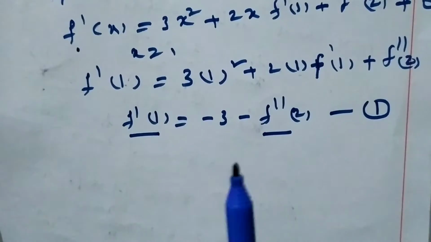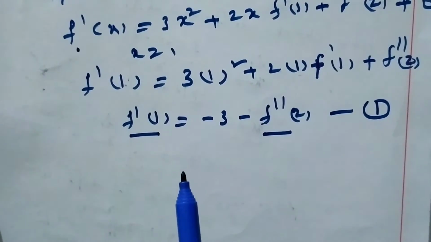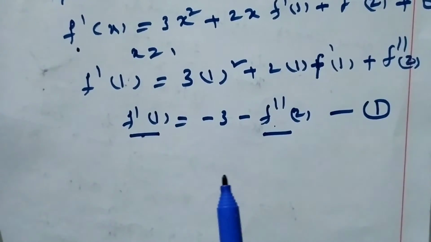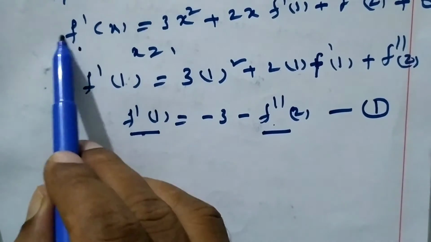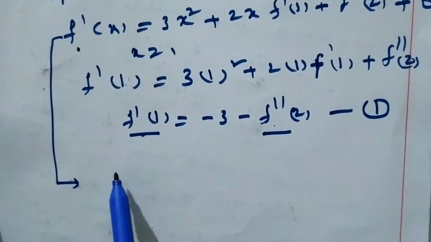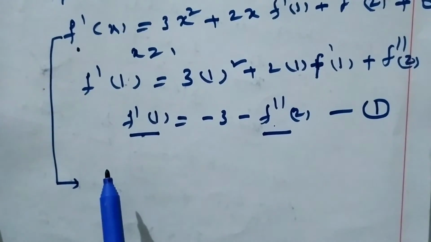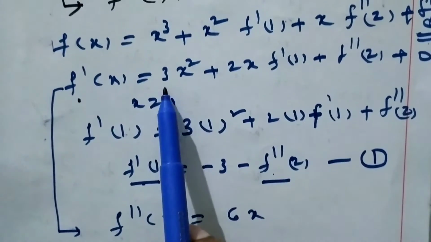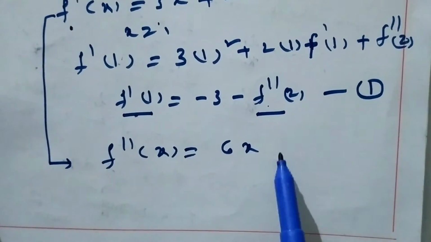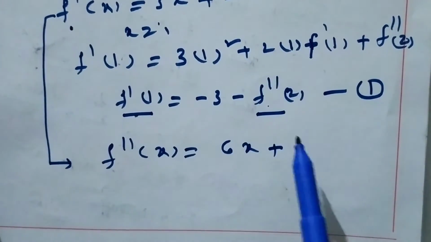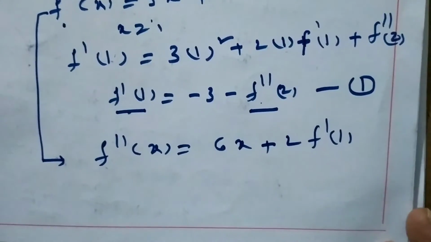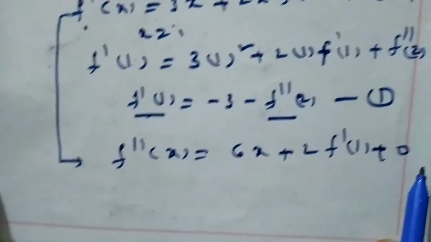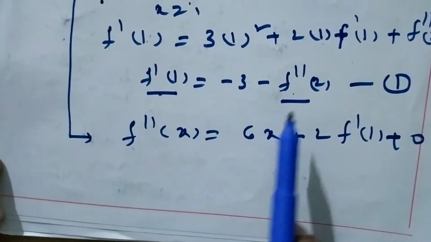We need these two quantities in the given function to find f(x), so these two values are to be determined in addition to f'''(3). So again I am differentiating the derived function f'(x). Then f''(x) = 6x + 2 f'(1), because the derivative of 3x² is 6x and the derivative of 2x is 2. The f''(2) term becomes 0 as it is constant.